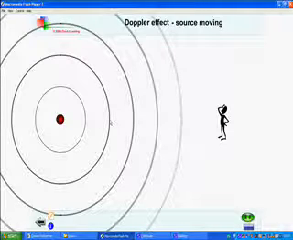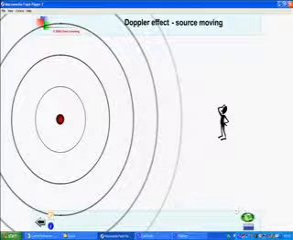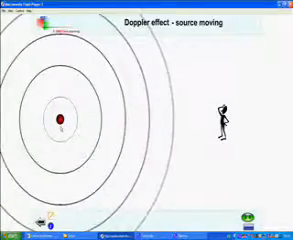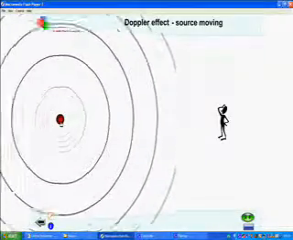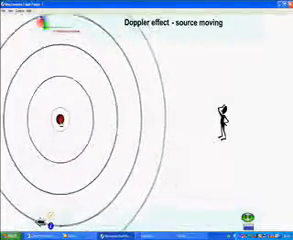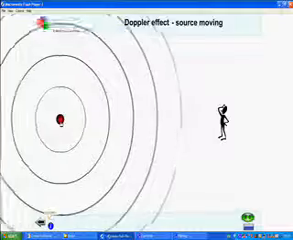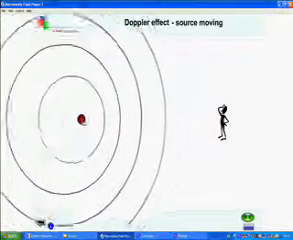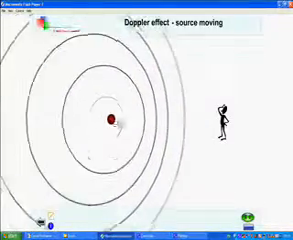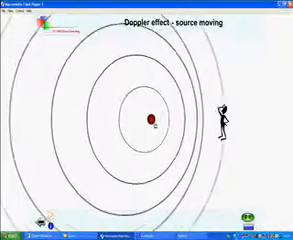Now, the longer the wavelength of light, the more red it appears. The shorter the wavelength of light, the more blue it appears. If, as an observer, we were to look at a galaxy moving towards us, and I'll do that now, just take a look at what happens to the wavelength of light in front of the galaxy. So moving towards the Earth, the wavelength of light in front of the galaxy appears to shorten.